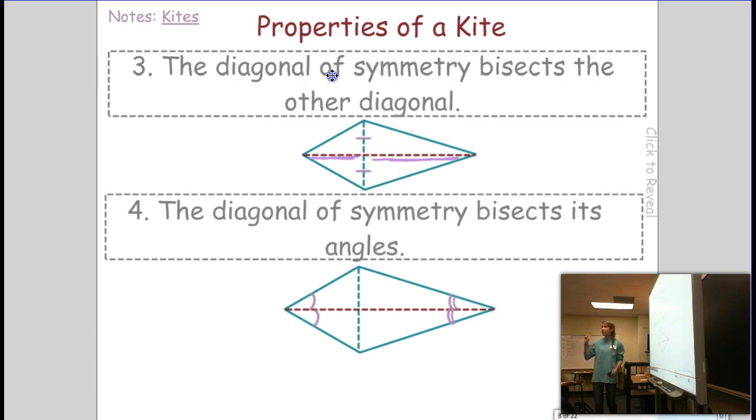Why? So, one of the diagonals, it's the same one, cuts two things in half. It cuts the other diagonal in half, and it cuts the angles in half.